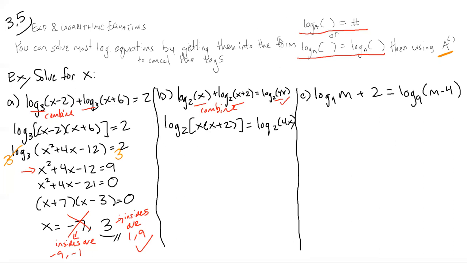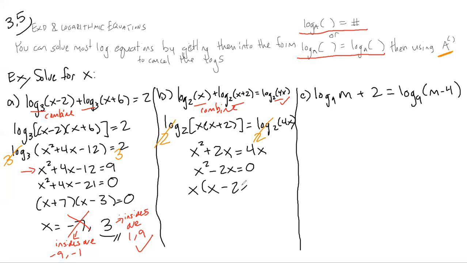I'm going to do 2 for 1 here. I'm going to use the base 2 to cancel my logs because I've now got it in that second notation. And then in the next line, I'm also going to simplify the left-hand side there to get x squared plus 2x equals 4x. And so I end up with x squared minus 2x equals 0, which we can factor.